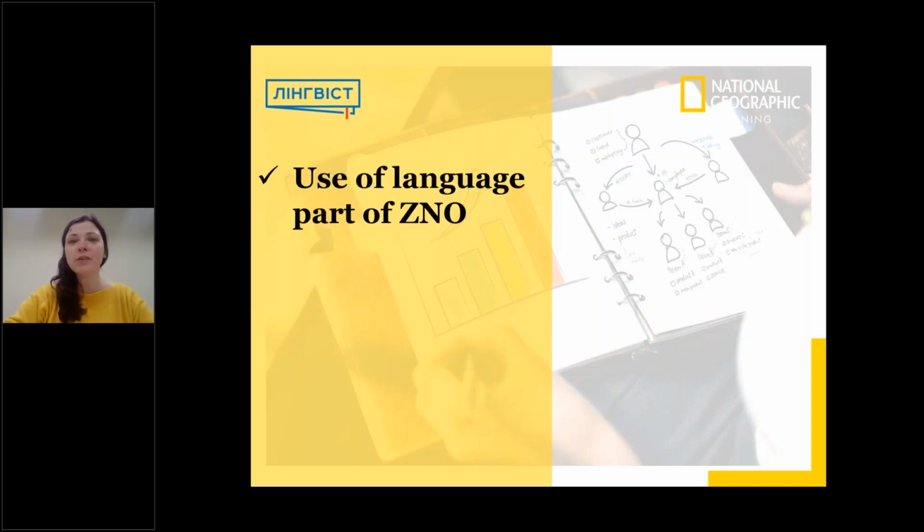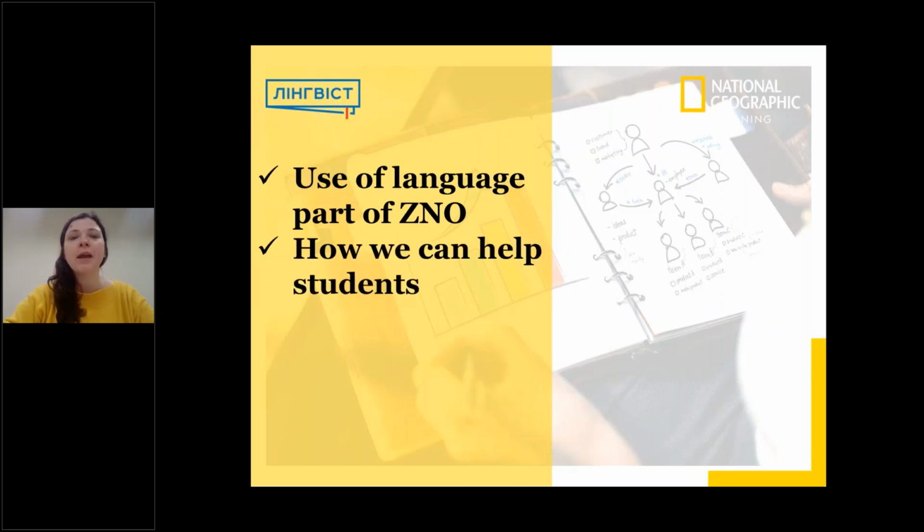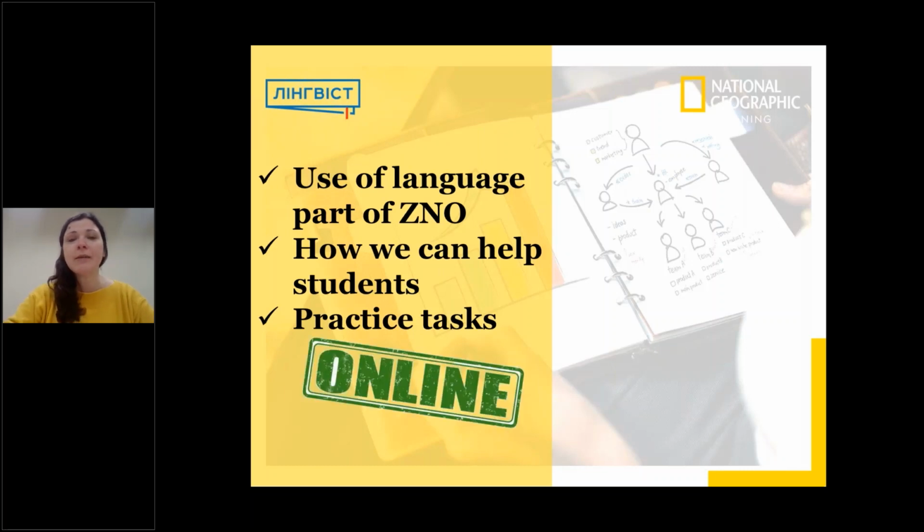So our plan for today is, first of all, we are going to discuss what this part of the exam is. Then we will see how we can help the students to prepare for this part. And of course, we will practice tasks. As I promised in the webinar title, in the webinar description, there would be some activities that can be adapted for online use. Lots of them are universal.